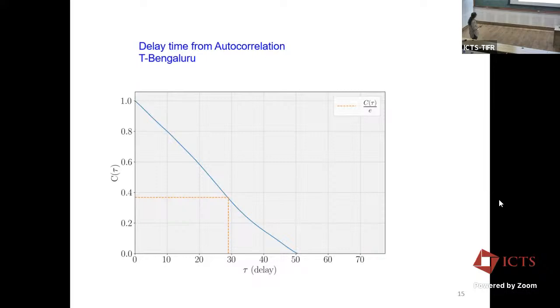So I am showing this for the temperature of Bangalore, how we get the delay time. This is how the delay correlation, autocorrelation varies, and you fix this. This is taken to be the delay, and it is in days now because it's climate data.